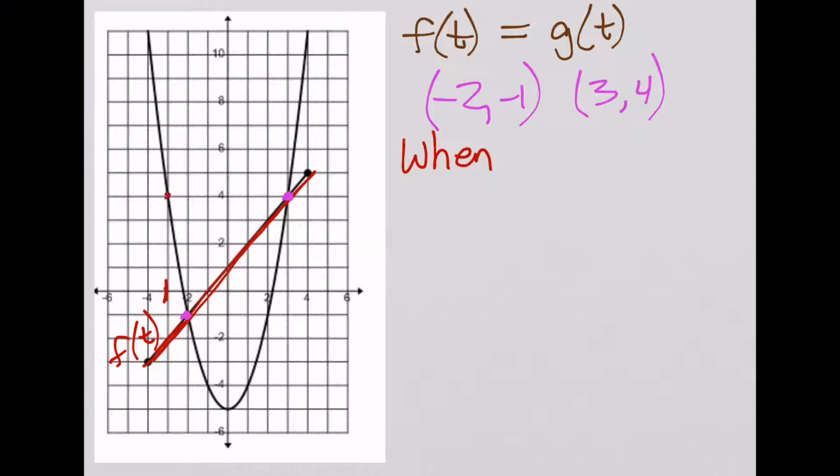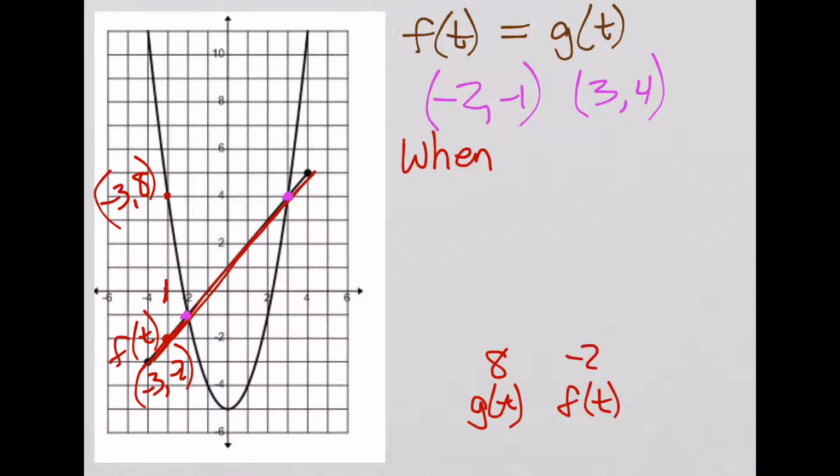When x equals -3, this point right here, -3, 8, is higher than this point down here, which is at -3, -2. So right now, g of t is 8, and f of t is -2. So right now, g is bigger. G is above. And so we're looking for where the opposite is true, where f of t is higher than g of t.